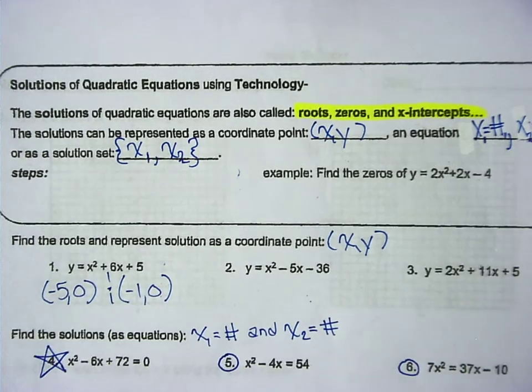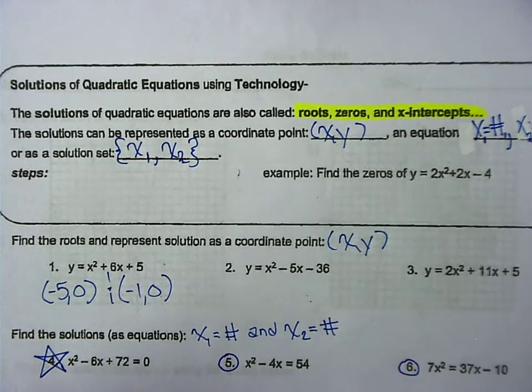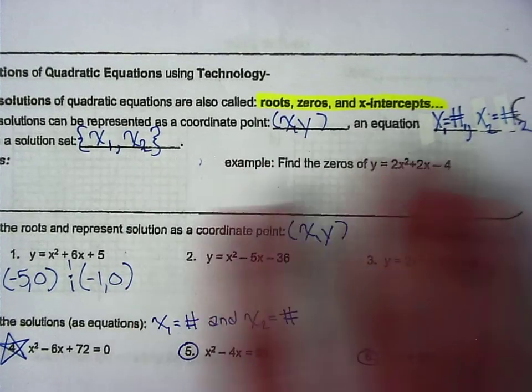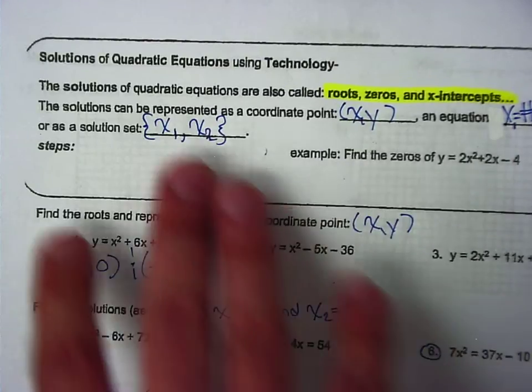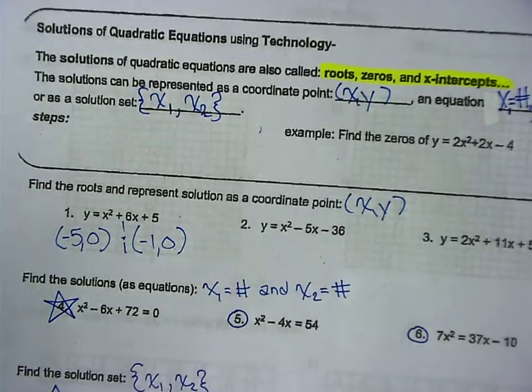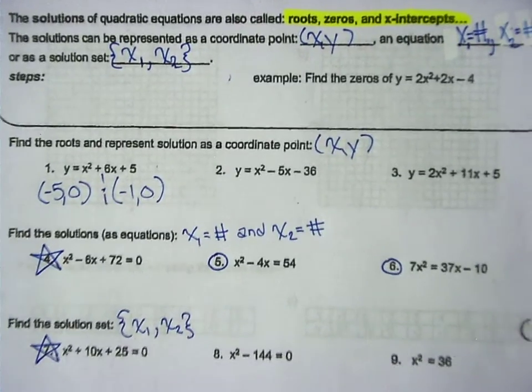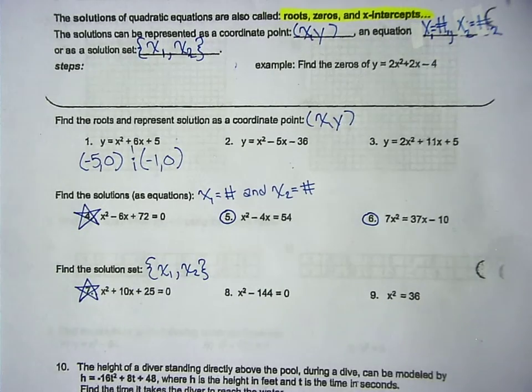So here's page 48, and we have some more notes, kind of just reiterating what we learned already about how to write our solutions, either as coordinates, as equations, x1 equals some number, or x2 equals some other number, or in set notation. So basically, your notes down here now are to go ahead and find the roots.